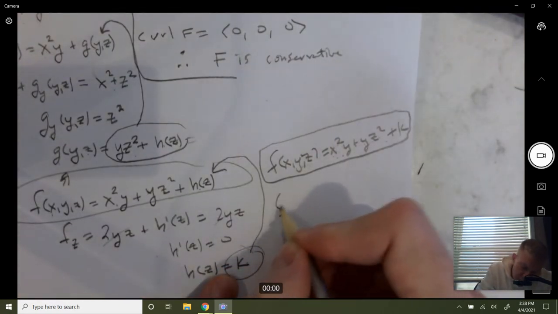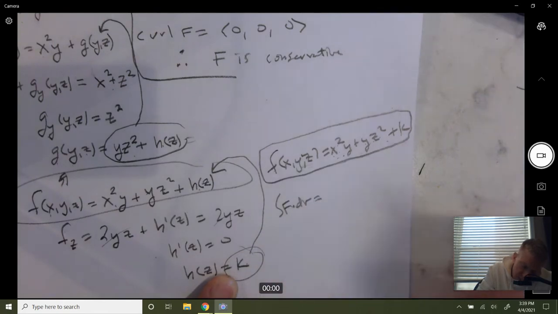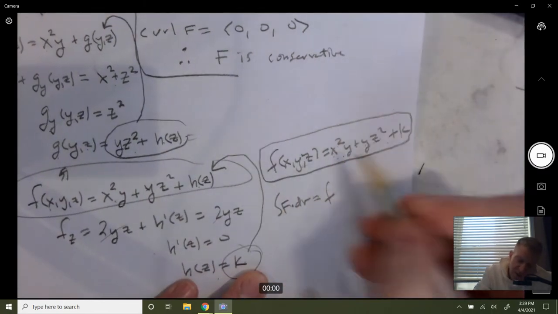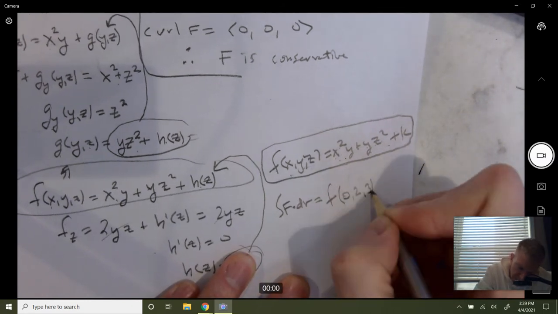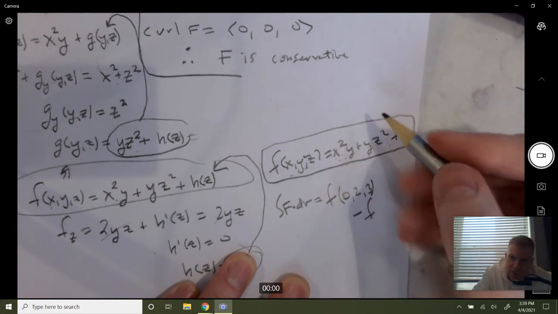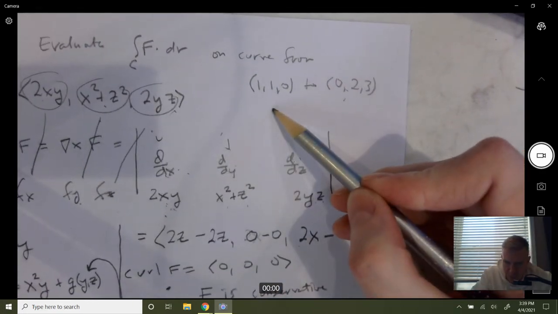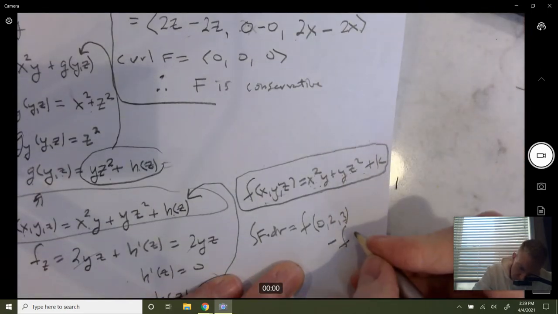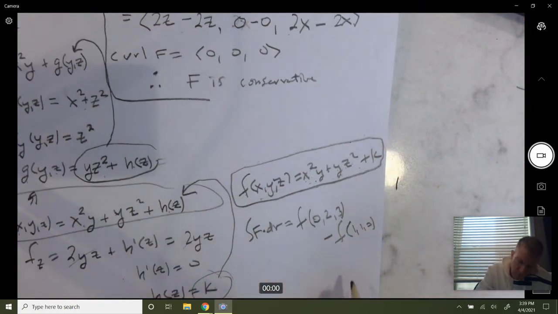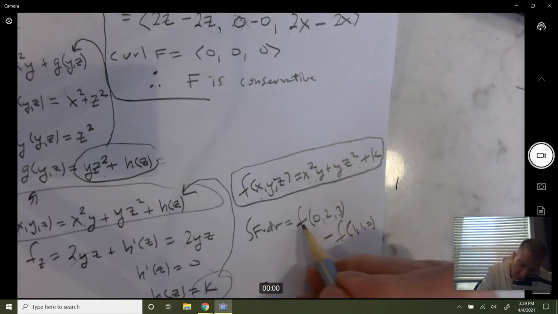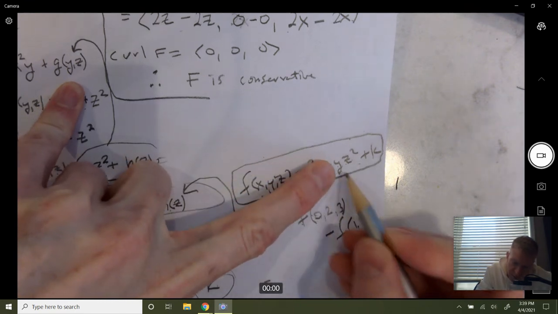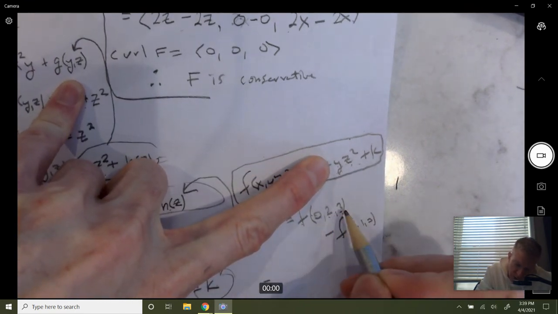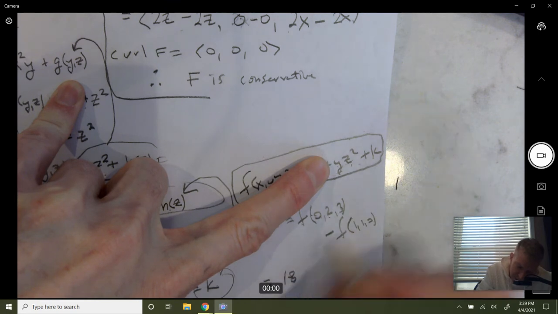Now your integral of F dotted with dr is equal to this function evaluated at your final point, 0, 2, 3, minus f evaluated at your initial point. Initial point was 1, 1, 0. So that is equal to f of 0, 2, 3. This first term is 0 because x is 0. This one's going to be y times z squared, so 2 times 9, 18. You could do plus k if you want. You don't need that. It's going to subtract out.